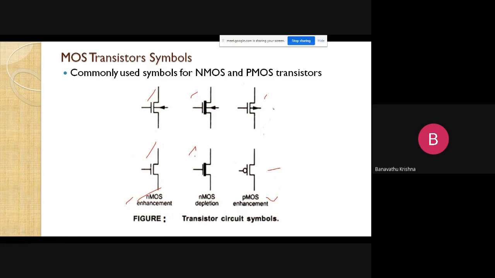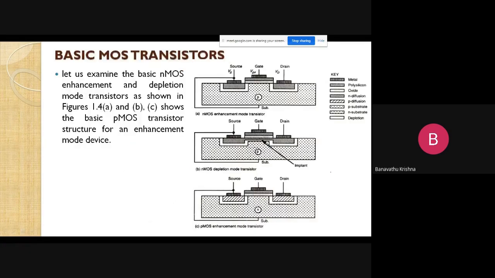And one more thing here, there are no bubbles at the gate terminals. Here the bubble occurs at the gate terminal, which is nothing but a PMOS. Mostly we can use this type of symbols in our construction of various logic circuits, right? And now these are the basic MOS transistors.